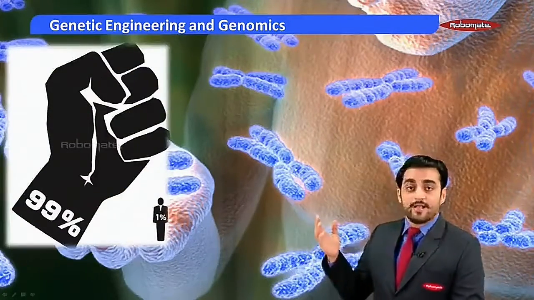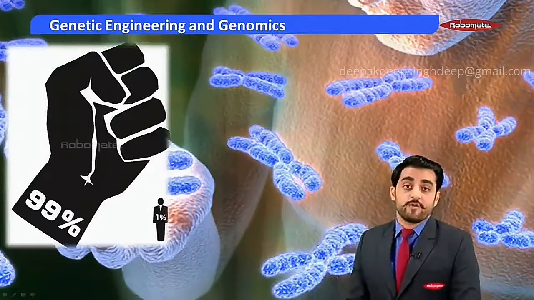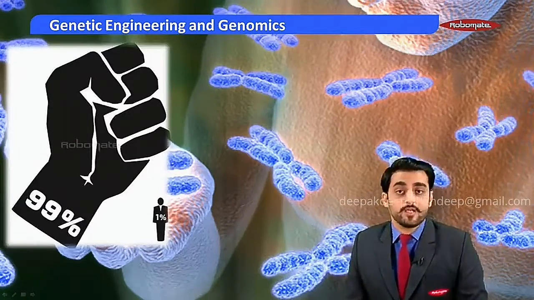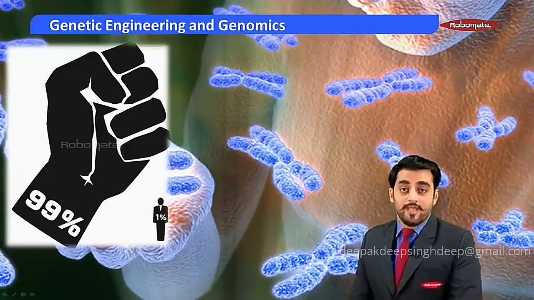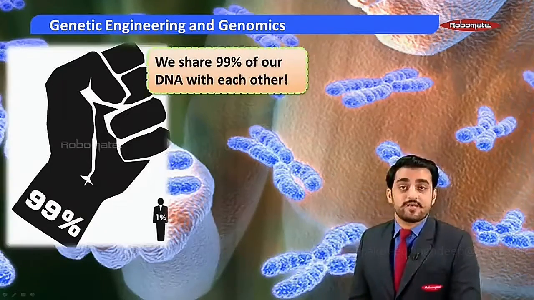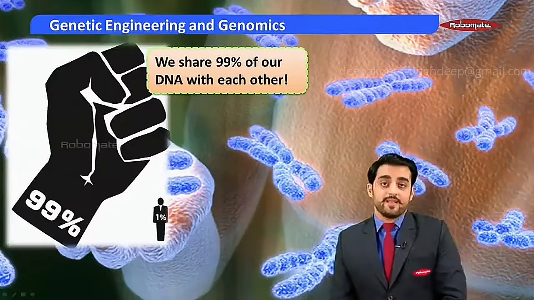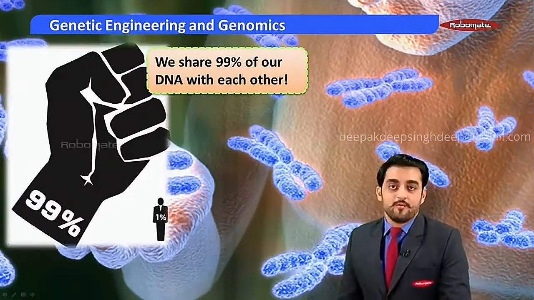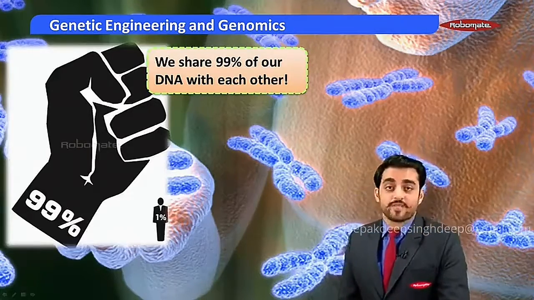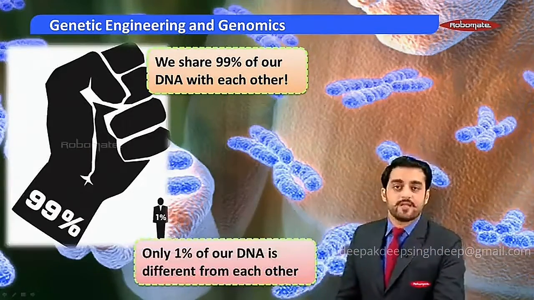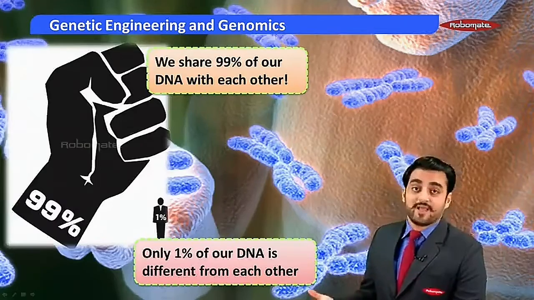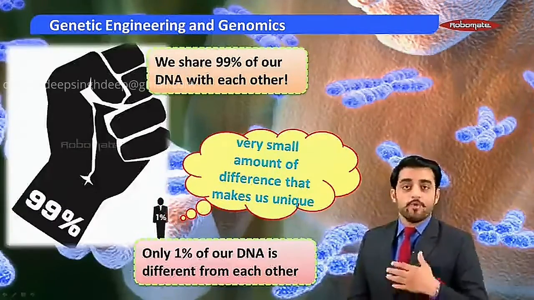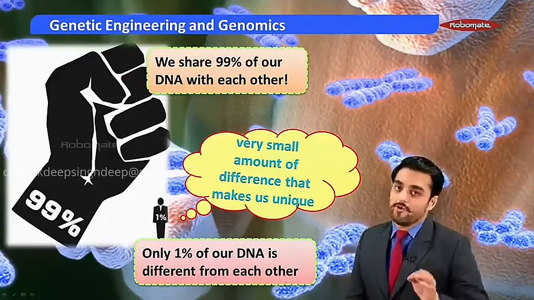Now let us see what amount of information we share among each other, among your friends, among your community, or in your family also. 99% is the similarity that we share among each other, that is making us the same. We share 99% of information, and only 1% is the difference which is making us unique. It's a very small amount which is making you, me, and everyone around you unique from each other.